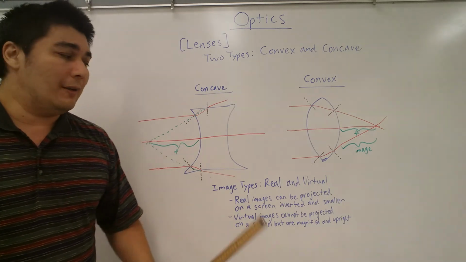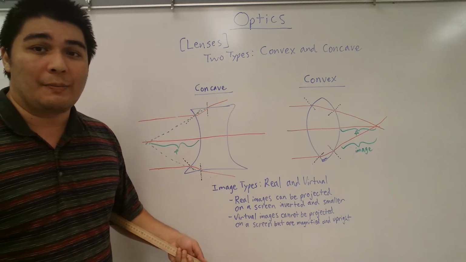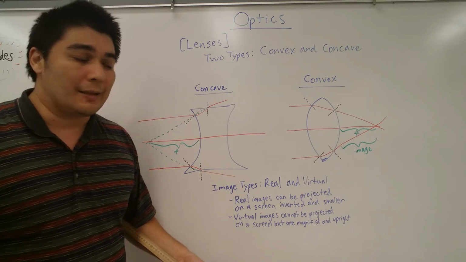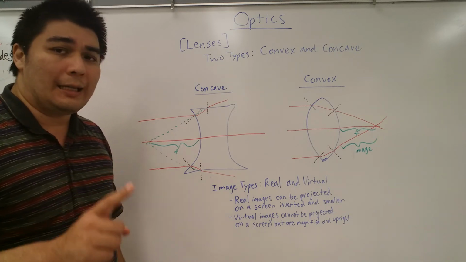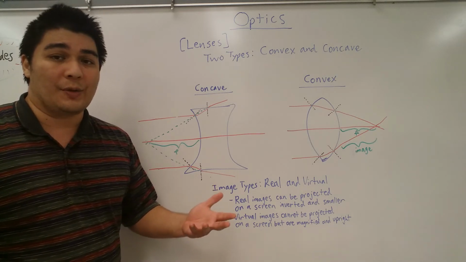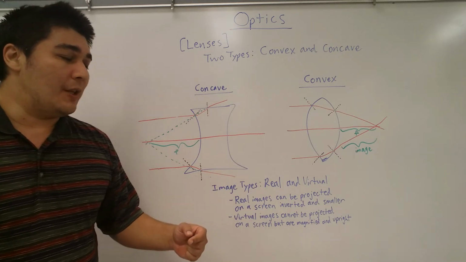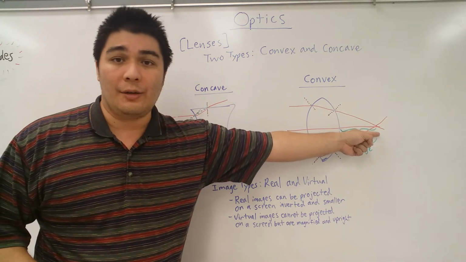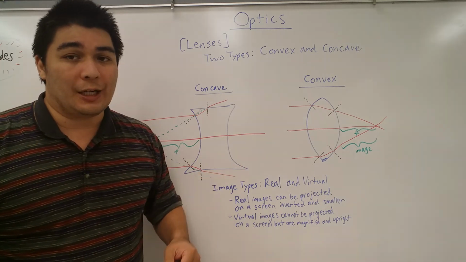So now that we've gotten all of that, we need to talk about the types of images that can be gained from these lenses. What do you see after looking through some of these lenses? There are two types of images. One is real and the other is virtual. Let's talk first about the differences. A real image can be projected onto a screen. That means if I were to send the beam of light through this, and let's say I had a screen over here, you would actually see something. Whereas a virtual image cannot be projected onto a screen.